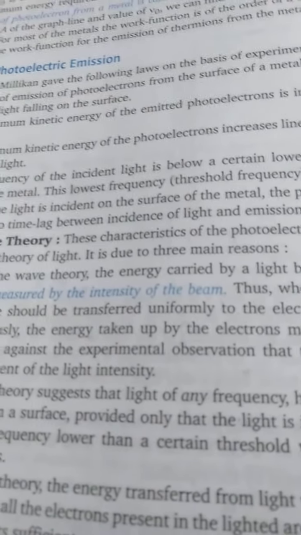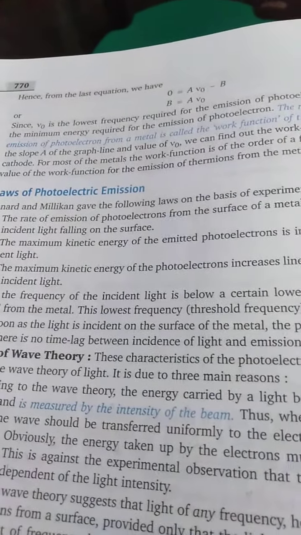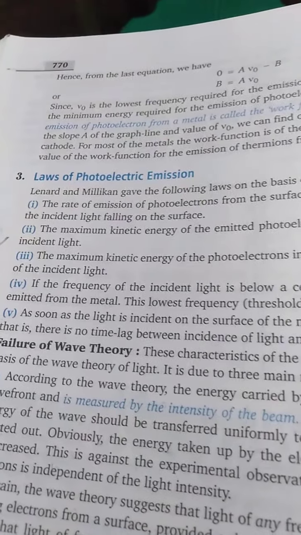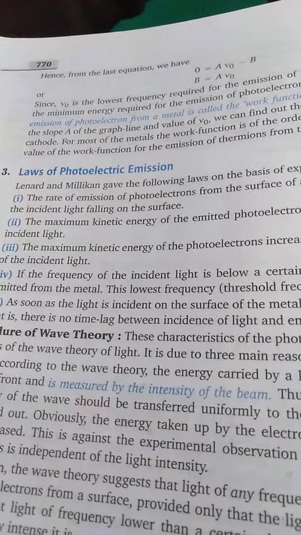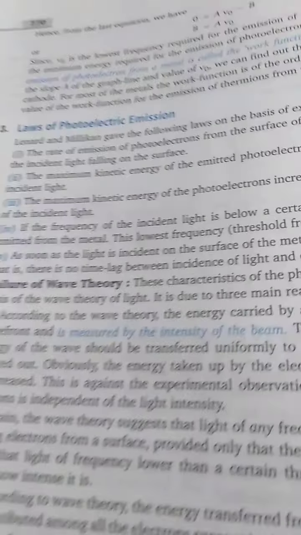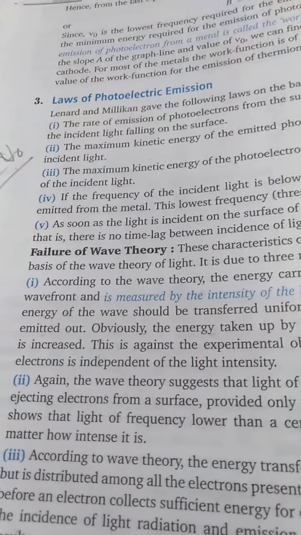If the frequency of incident light is below a certain value, then no photoelectron is emitted. Yes, if the frequency of light is below a certain value, and that certain value is called threshold frequency. So if the frequency of incident light is below the threshold frequency, then there will be no photoelectric emission.